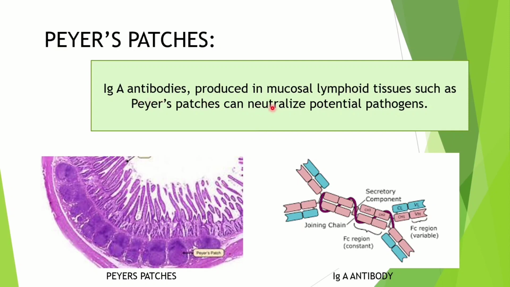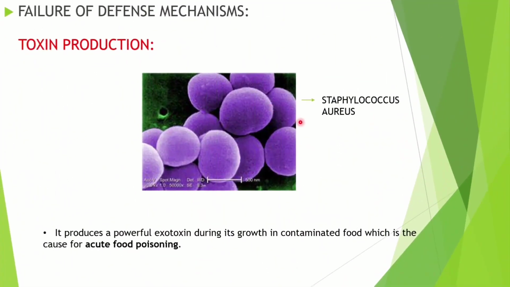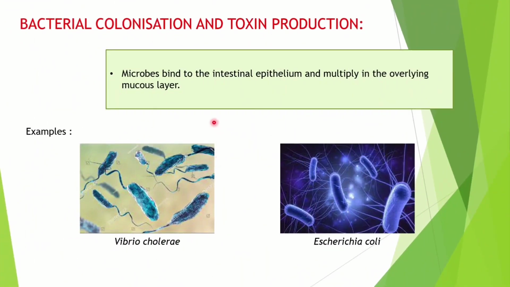So now, the failure of the above seen defense mechanisms of GIT can occur by toxins produced by these pathogens. Staph aureus produces a powerful exotoxin during its growth in contaminated food, which is a cause for acute food poisoning. Next one, bacterial colonization and toxin production. Here the microbes bind to the intestinal epithelium and multiply in the overlying mucus layer. Example, Vibrio cholerae. This bacteria binds to the intestinal epithelium and produces cholera toxin that causes profuse watery diarrhea called rice water stools.